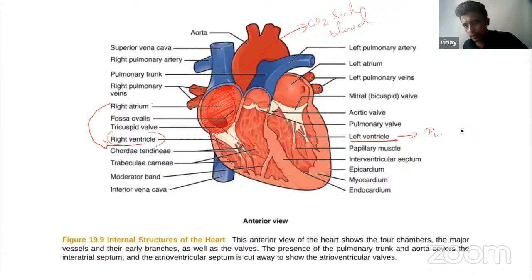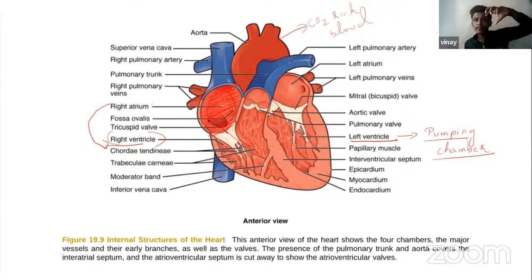They're called what? Pumping chamber. Okay. So what is happening here? Now the blood is filling up in your right atrium. From the right atrium, once the chamber is full, it will pump. Once it is pumping, the blood will be received in our right ventricle. Right atria to right ventricle. So here the blood flows and here is where it is getting filled up.